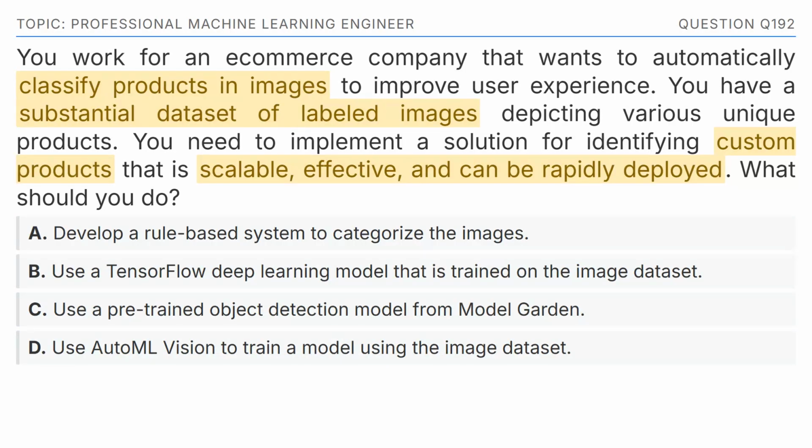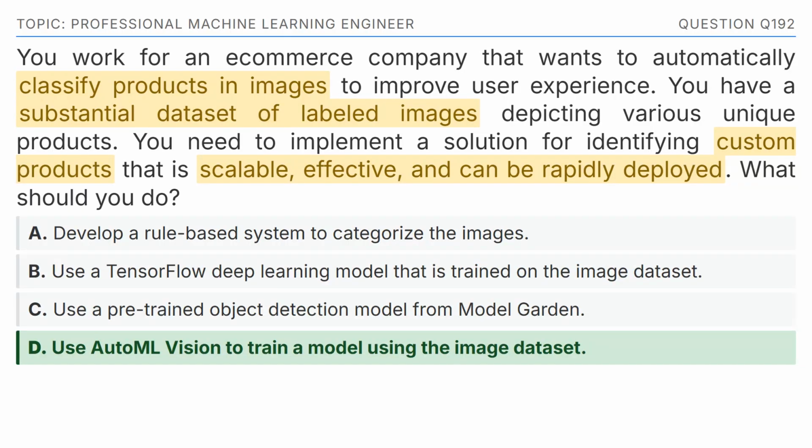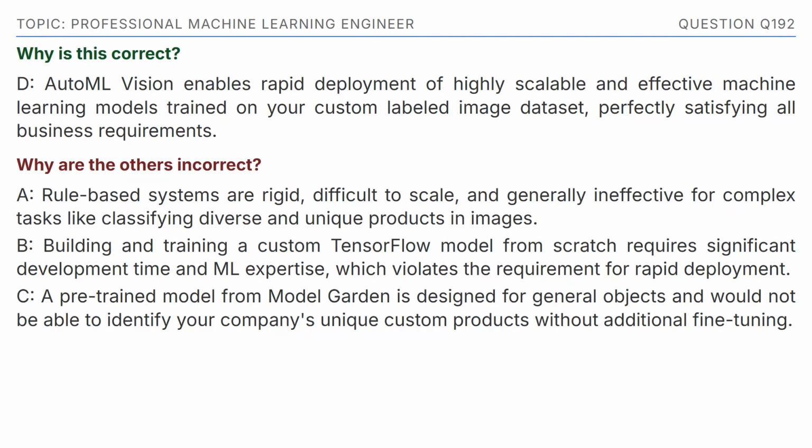To arrive at the correct answer, we focus on the keywords: classify products in images, substantial dataset of labeled images, custom products, scalable, effective, and can be rapidly deployed. The correct answer is option D, use AutoML Vision to train a model using the image dataset. Why is this correct? D.